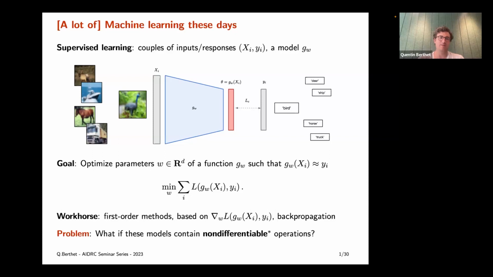The workhorse of these optimization methods is using gradients of the loss, which in a lot of settings these days are computed automatically with automatic differentiation or backpropagation. Now, this is all fine in practice. The problem is, what if these models contain non-differentiable operations? Here, non-differentiable has an asterisk. The idea is that you care about operations that might sometimes have zero gradients, or for which the gradient might be complicated to compute. How do you handle that?